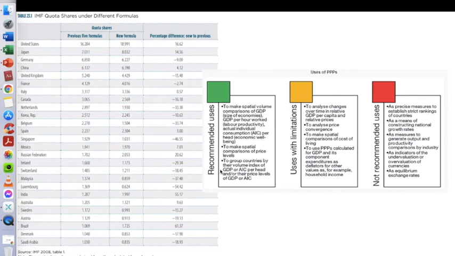To make spatial comparisons in price levels, sure, to some extent, to group countries by their volume index of GDP per head, to some extent, but what we shouldn't use that for is as a precise measure or strict rankings, okay. As a means of constructing national growth rates, okay, but it seems that the IMF is sort of doing that. As measures to generate output and productivity comparisons by industry, well, not by industry, but the IMF using PPP in its calculation of the quota is using PPP to determine how much each country pays into the IMF and how much each country can borrow from the IMF.